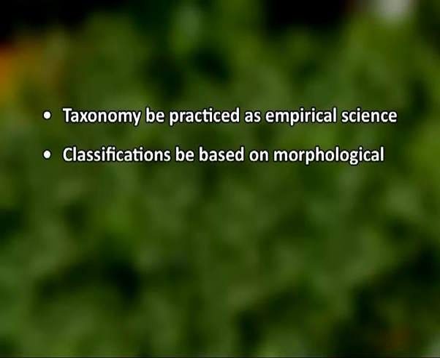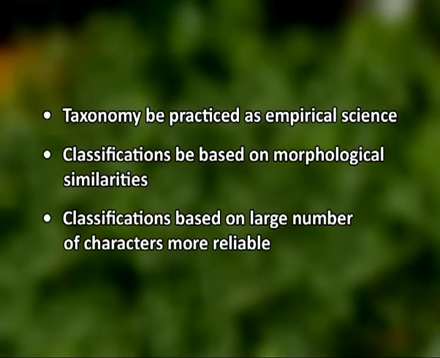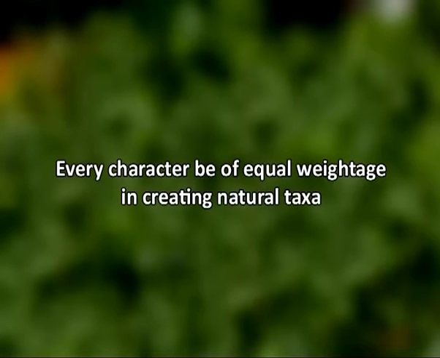Now, the principles of numerical taxonomy. Sokal and Sneath proposed seven main tenets of numerical taxonomy, which are: number one, taxonomy should be practiced as an empirical science. Number two, classifications should be based on morphological similarities. Number three, classifications based on a large number of characters will be more reliable. Number four, every character should be of equal weightage in creating natural taxa.